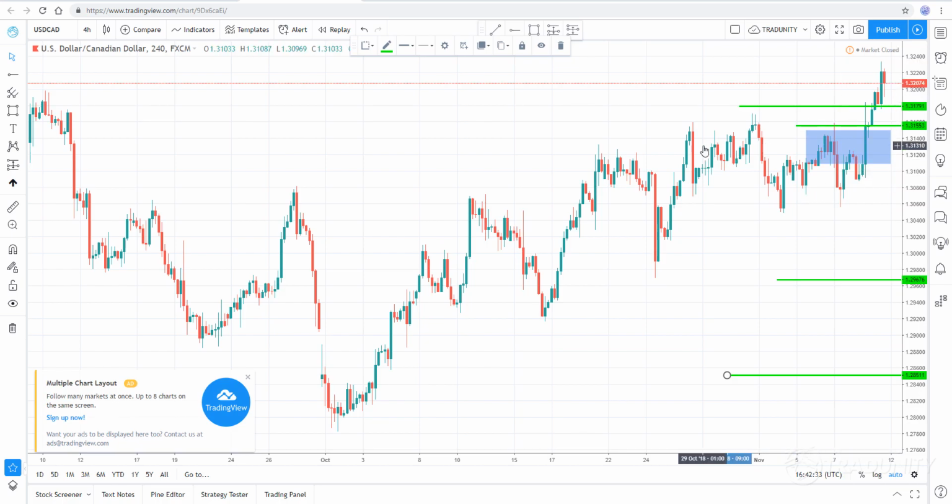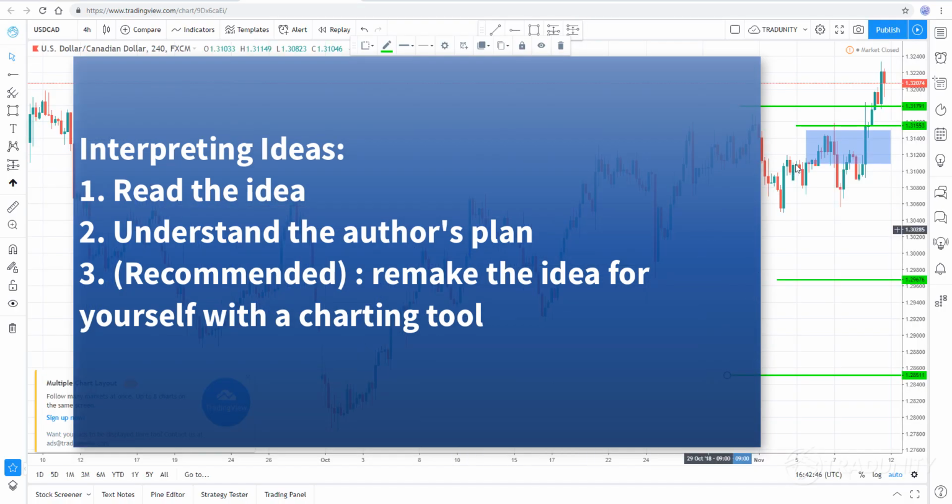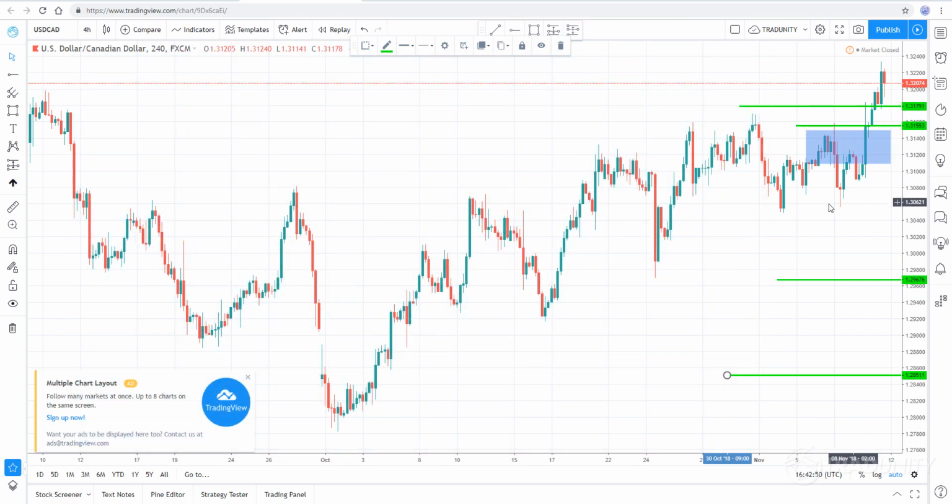Okay, so remember what you need to do when interpreting ideas. First of all, read the idea, then see what the author meant with it, remake it in your TradingView profile, and make sure that you understand where you place your stops, why you place them, and if you don't know how to place them, just watch the webinar about stop losses again, and you'll have a lot to learn from it, and it will definitely improve your trading.